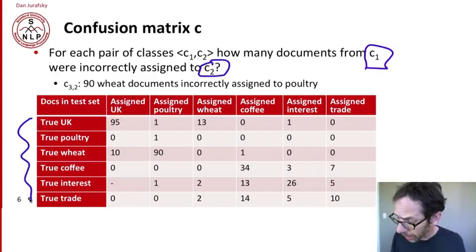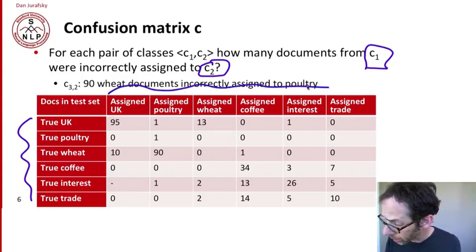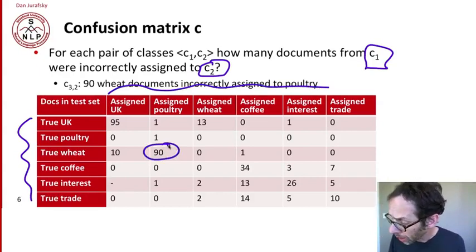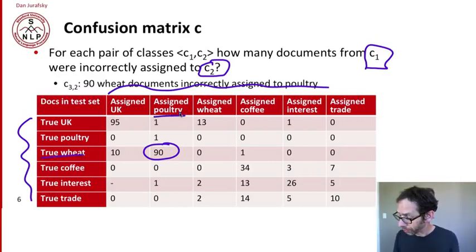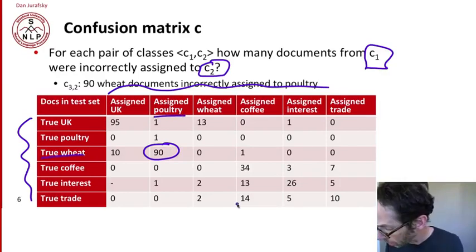We have some documents about poultry or wheat or coffee, and here are their true classes, the numbers of documents in these true classes, and here's what our classifier assigned. So C sub 3,2, this 90, is documents that were about wheat, but our classifier thought they were about poultry. So this is a classifier that just loves chickens.